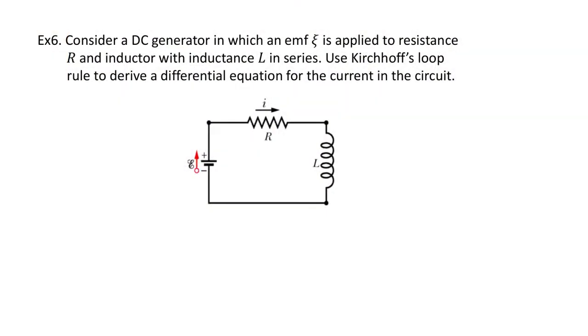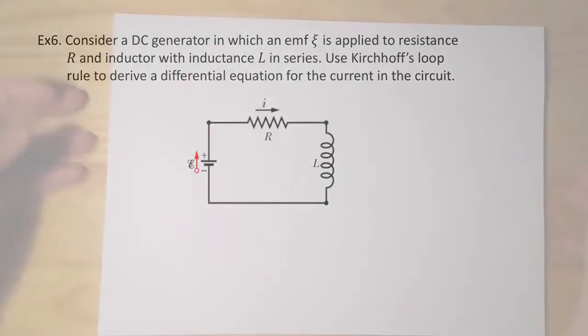Right, so next one, exercise 6. We have to consider a DC generator in which an EMF xi is applied to resistance R and an inductor with inductance L in series. And then, similar to the previous problem, using Kirchhoff's loop rule, derive a differential equation, but now for the current in the circuit.